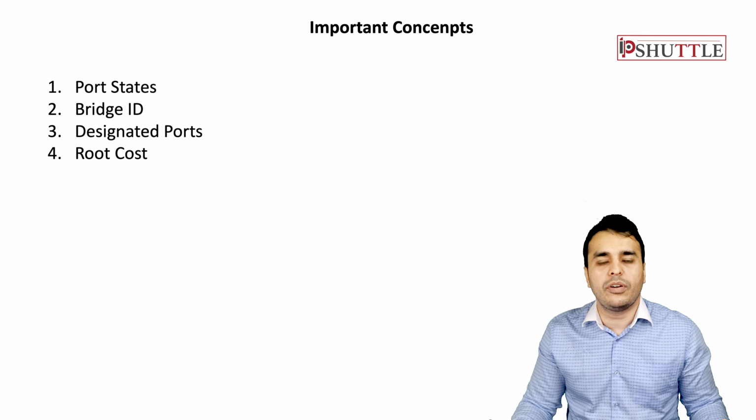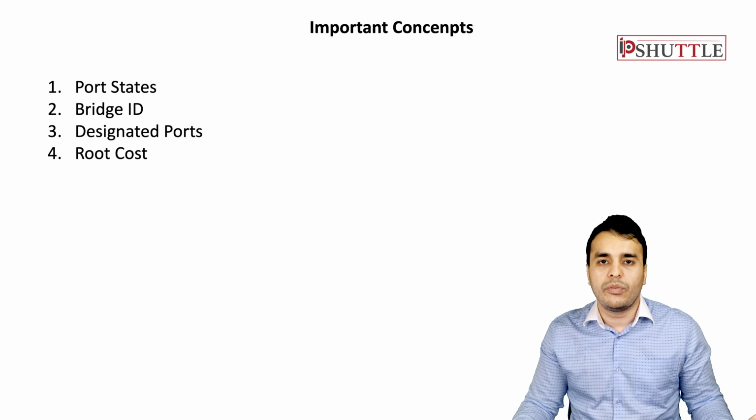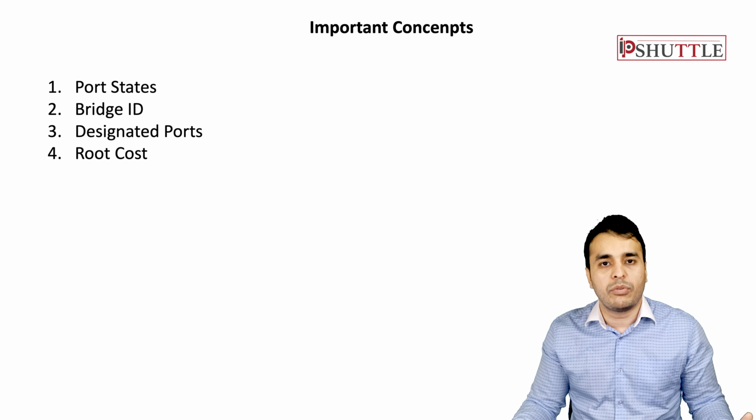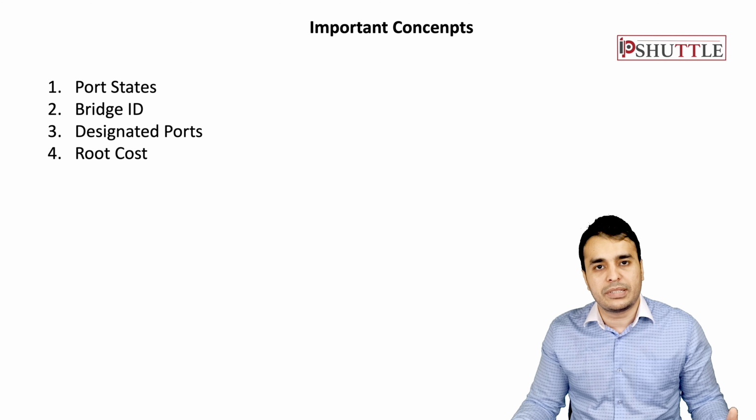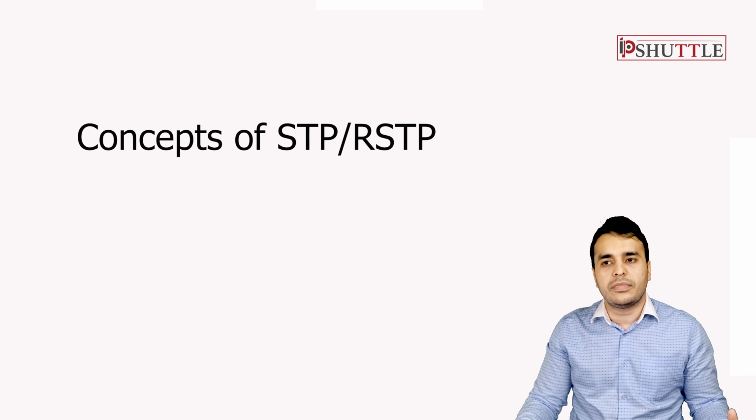There are a few important concepts in spanning tree: what is the root, what are designated ports, what is the root cost, and what is the bridge ID. We will try to understand each and every concept, and we will even look into examples as well. If you notice, I have written STP and RSTP together. I'm referring to them as one term for now. We will try to look into the differences.